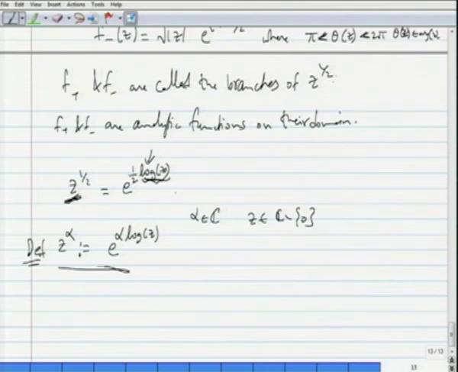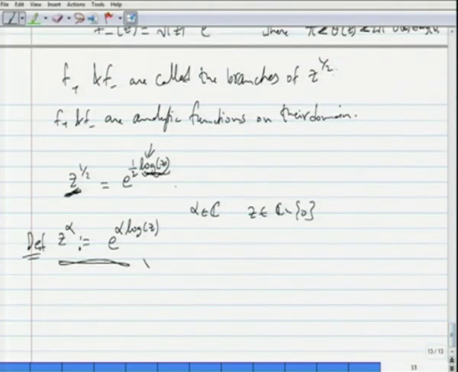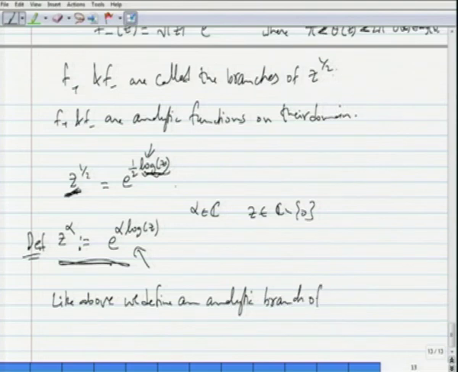Okay. So, we make a definition like this, and this is a multifunction for the same reason, like we saw, except when alpha is a positive or negative integer. Then this becomes a multifunction, and we define like above, like we did for z power half. We define an analytic branch of z power alpha by choosing a branch of logarithm of z.